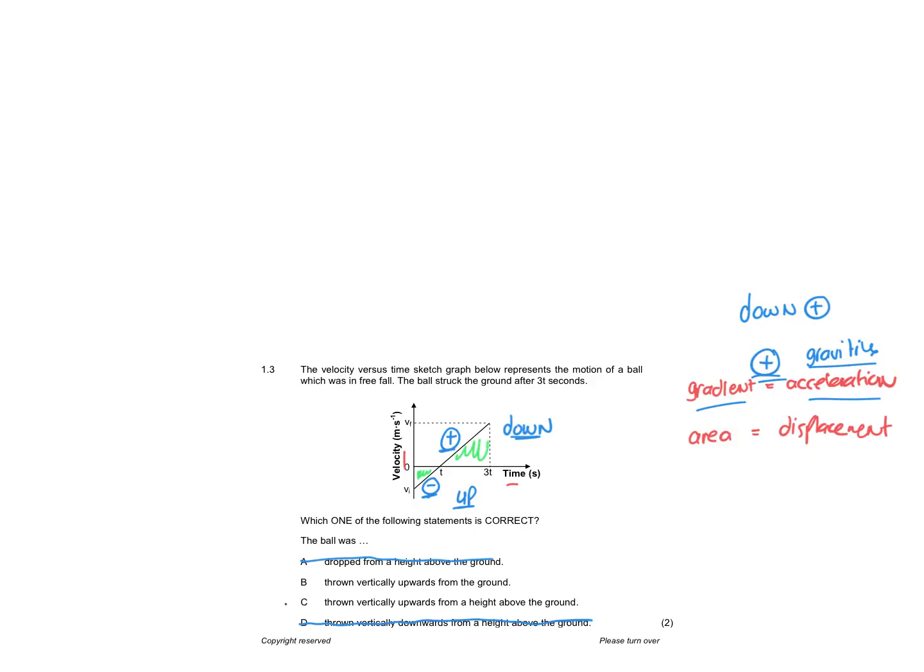So whatever it is, moved more down than up. So the movement needs to look something like this. It's more down than up, because the area under the up part is smaller than the area under the down part. So what they are describing is thrown vertically upwards from a height above the ground.